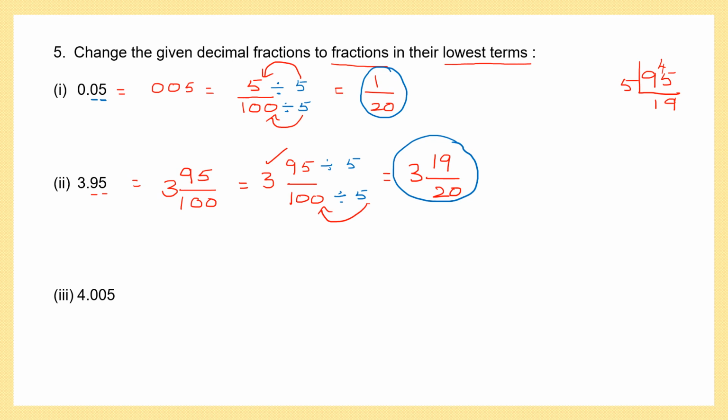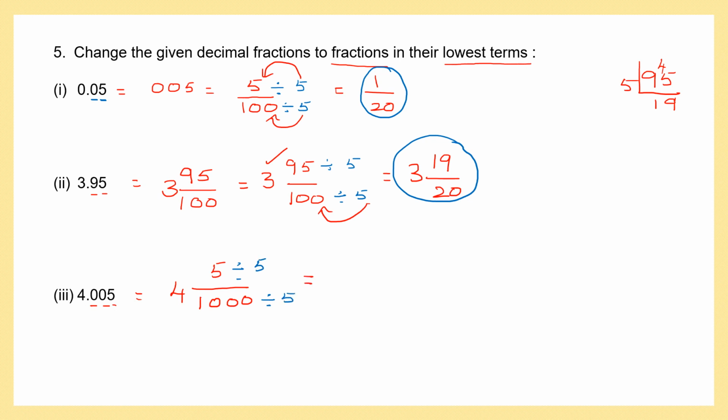Question 3. 4 is the whole number, and 0.005 I can simply write as 5 by 1 followed by 3 zeros, 5 by 1000. To reduce it to the lowest term, the whole number remains the same. I divide both by a common number. The common number is 5, which can divide both.